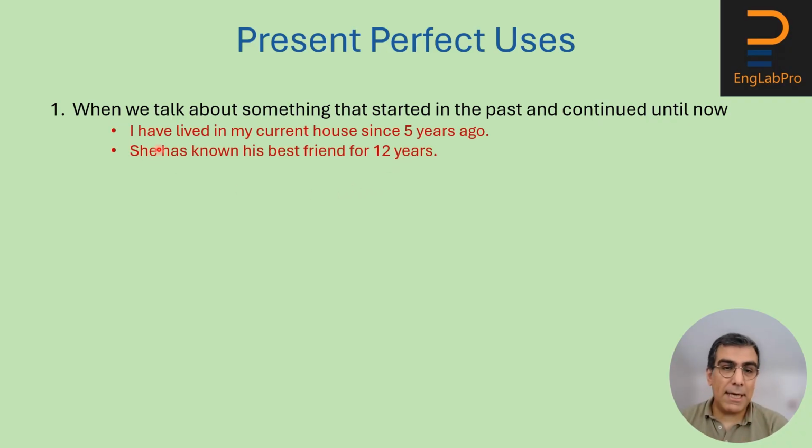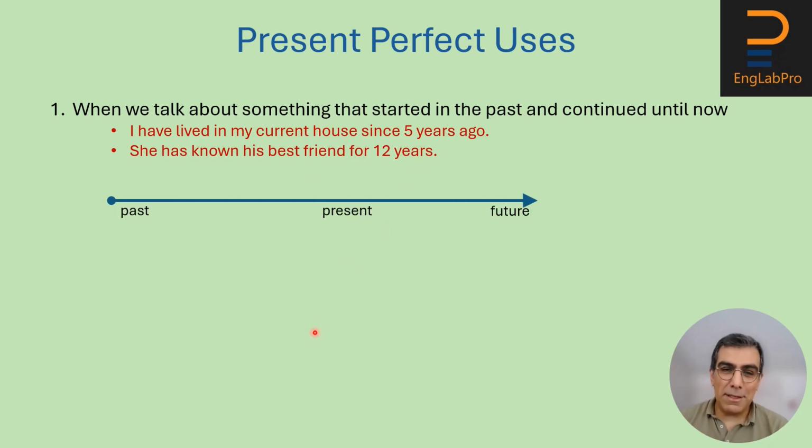For example, I say, I have lived in my current house since 5 years ago. It means from 5 years ago until now. Or she has known his best friend for 12 years. It means since 12 years ago until now, they have known each other. Let's take a look at the timeline. On this timeline, if here is the present, it means it started here and it has continued until now.